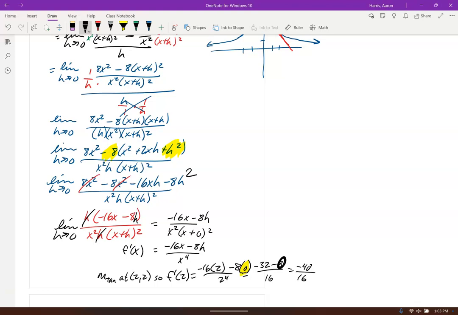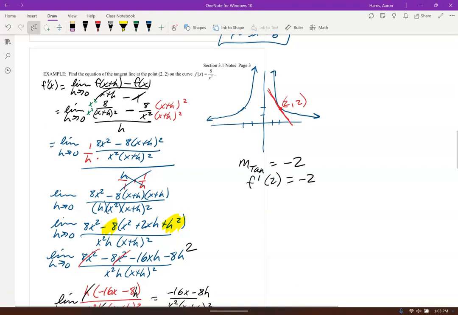Sorry about that. Oh, made a mess of this. So that's a negative 32 over 16, which is negative 2. I knew I had an integer for my slope, so I knew I'd screwed that up. But anyways, our slope of the tangent, f prime at 2, is -2. So the slope of the red up here is -2, and it's at 2, 2.